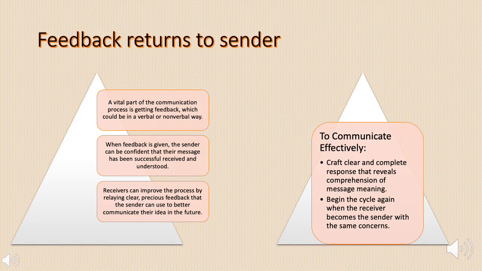Receivers can improve the process by relaying clear, precise feedback that the sender can use to better communicate their idea in the future. Some ways to help communicate effectively are to craft clear and complete responses that reveal comprehension of message meaning, and begin the cycle again when the receiver becomes a sender with the same concerns.